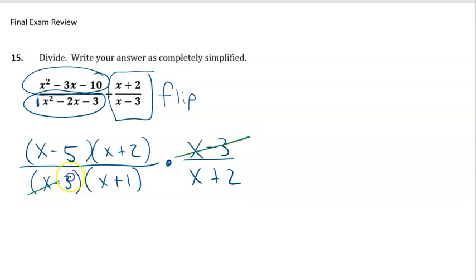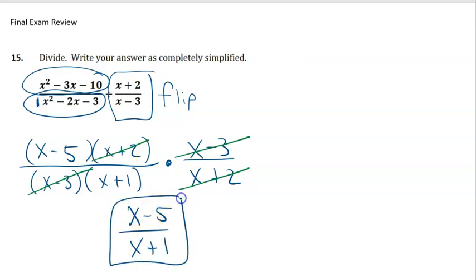Notice I got an x minus 3 in the numerator and denominator, so those will cancel. I've got an x plus 2 in the numerator and denominator, so those will cancel. Now, if you ever have the same factors both in the numerator or both in the denominator, they won't cancel. It has to be numerator, denominator, just like these x plus 2, x plus 2, x minus 3, x minus 3. So I'm left with just x minus 5 divided by x plus 1.